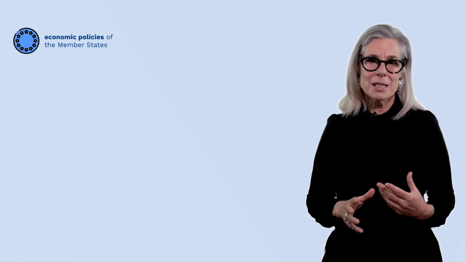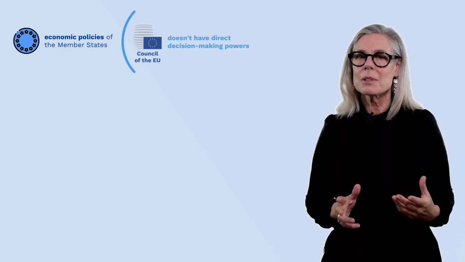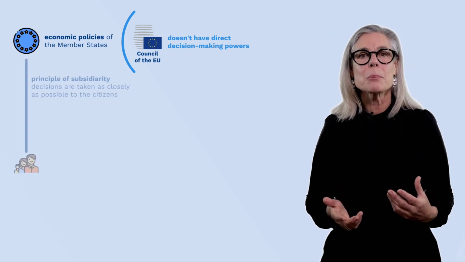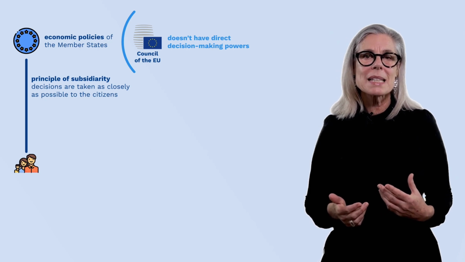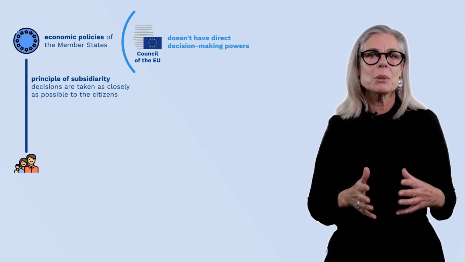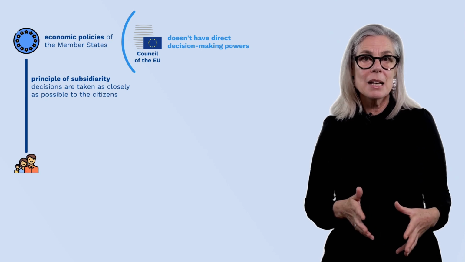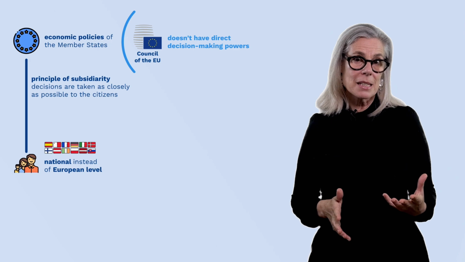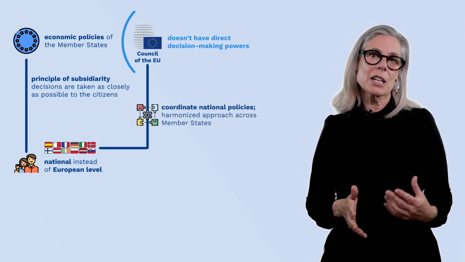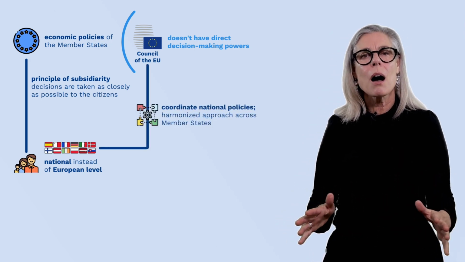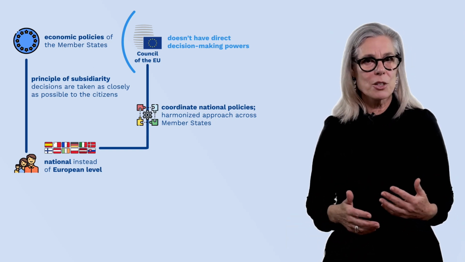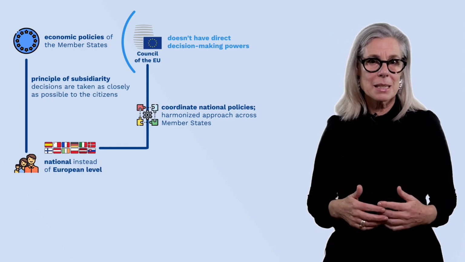In specific policy areas, like the economic policies of the member states, the Council doesn't have direct decision-making powers. This is due to the principle of subsidiarity, where decisions are taken as closely as possible to the citizens, in this case, on national instead of European level. In these areas, the Council's role is to coordinate national policies, ensuring a harmonised approach across member states, given the economic and monetary interdependence of member states.